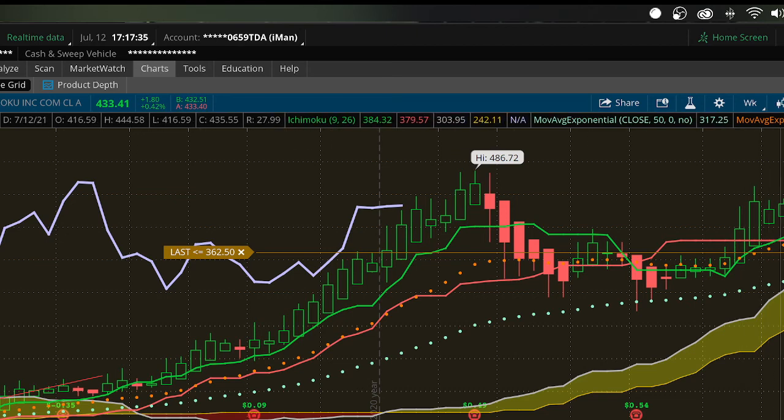And you see everything down here crossing as well. If you have great eyesight, you can see through my indicators. The MACD's curling up a little bit.